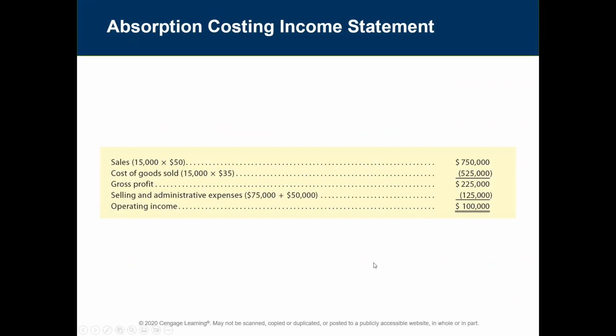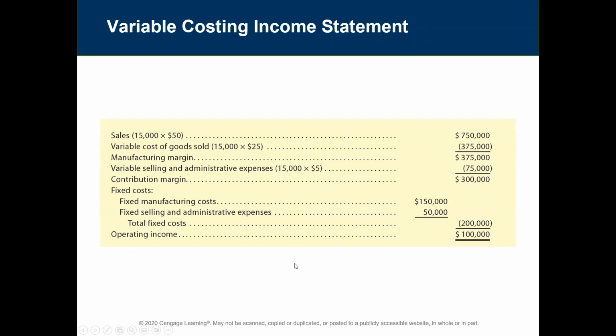So again, very simply, this is our absorption costing income statement as we have seen it since chapter 5 in financial accounting for most of you. Sales minus cost of goods sold, so product costs separated from period cost. And then our variable costing income statement, which from the last chapter, we introduced the contribution margin income statement. Now we just have one more step, which is that manufacturing margin.